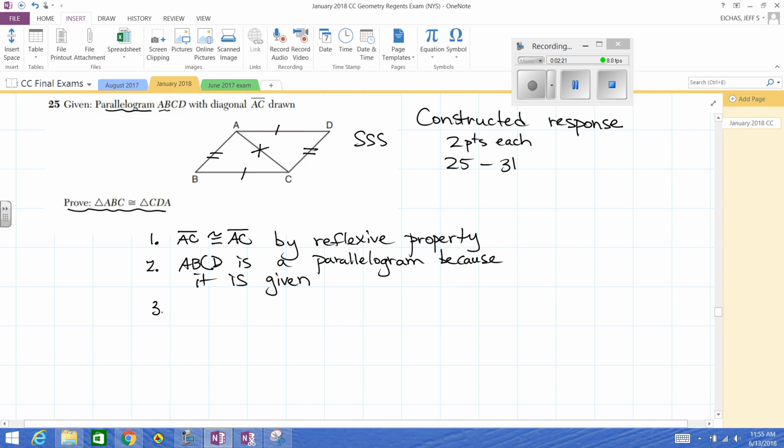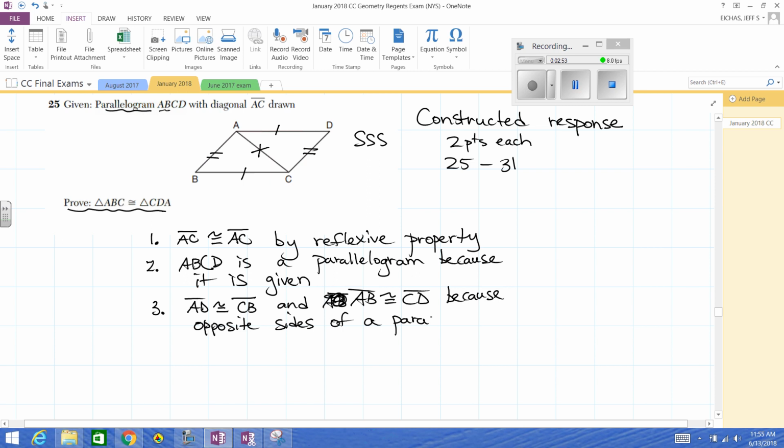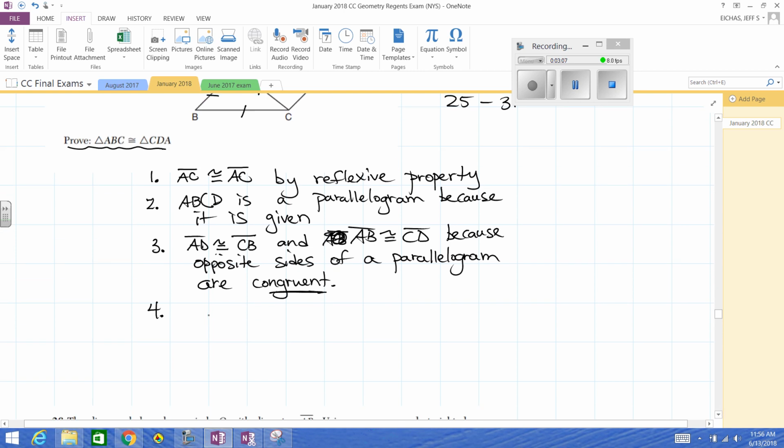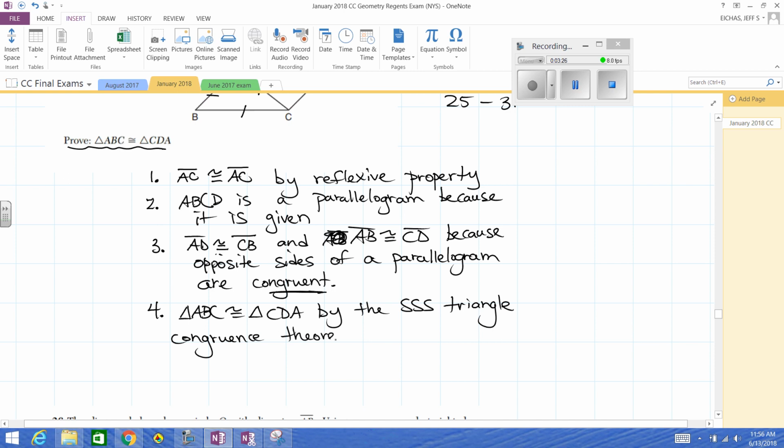Now we've got to make a move off of that. I'm going to say AD is congruent to CB, and AB is congruent to CD because opposite sides of a parallelogram are, now be careful here, they are parallel, but we have to realize what we did. We said congruent, so we have to use that theorem, not the parallel theorem. Okay, now triangle ABC is congruent to triangle CDA by the side-side-side triangle congruence theorem.